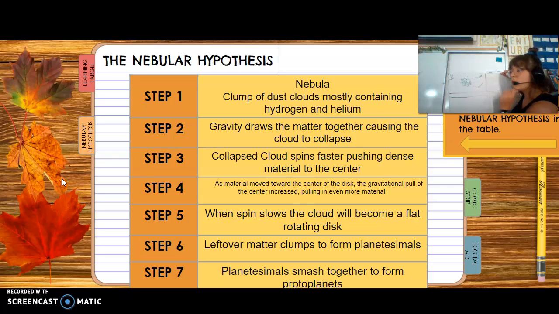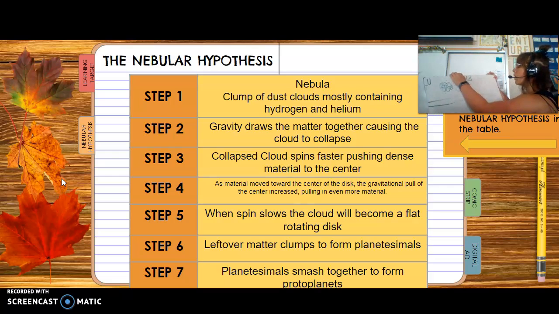Okay. So then let's move on to our second square. I'm going to draw a number 2 to represent that's the second place I want my audience to look. And so for this square, in your steps here in your notebook, you wrote gravity draws the matter. When it says the matter, it's referring to this clump of dust, together causing the cloud to collapse. So when something collapses, it kind of falls into itself.